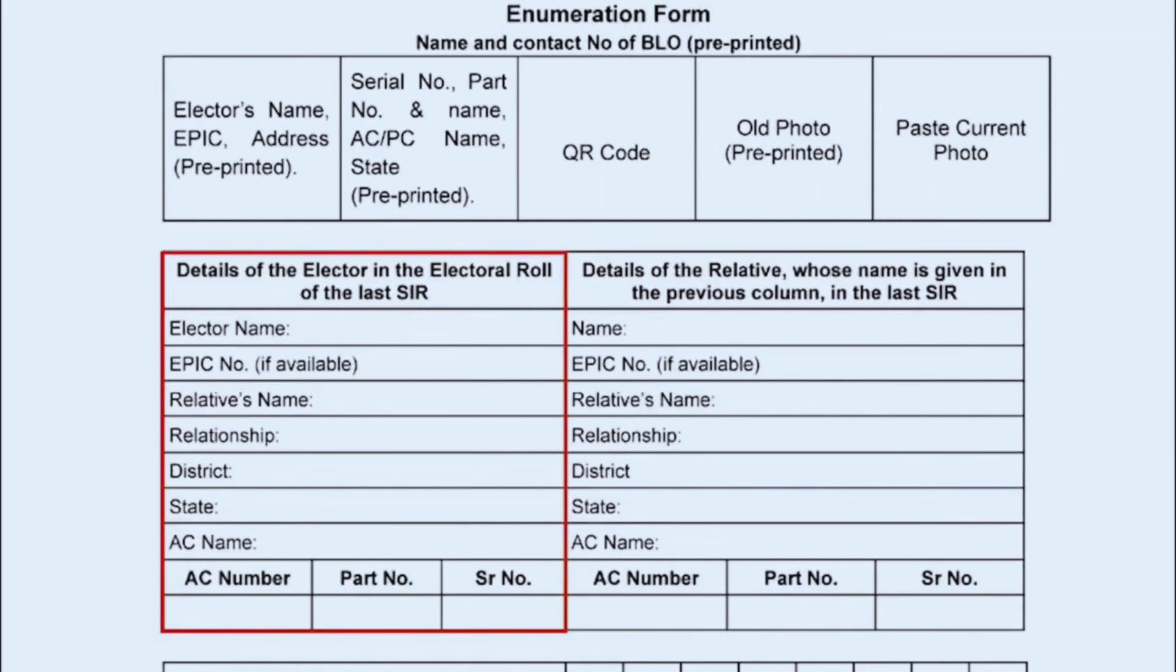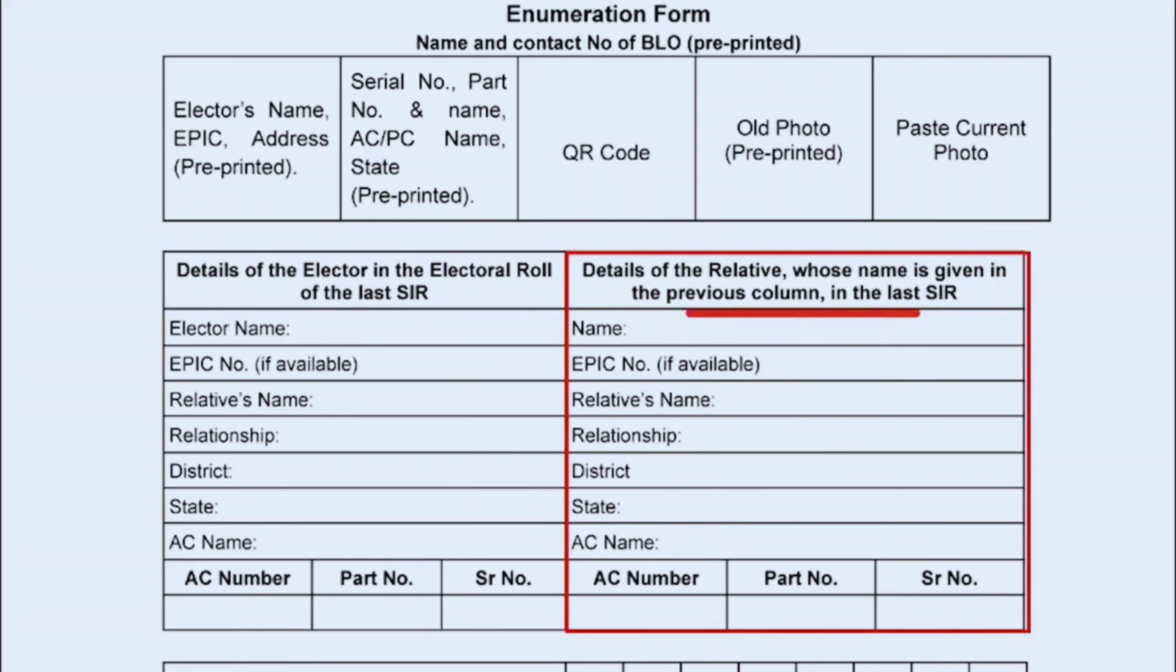In part 2, you need to record the details of your previous SIR, which is the 2002 voter list. Here you have two options. Option 1, if your name was registered in the 2002 list, you need to fill in your details from the 2002 voter list. This is called self-mapping. Option 2, if your name was not registered in 2002, you need to provide 2002 voter list details of your father, mother, grandfather or grandmother. This is called progeny mapping.